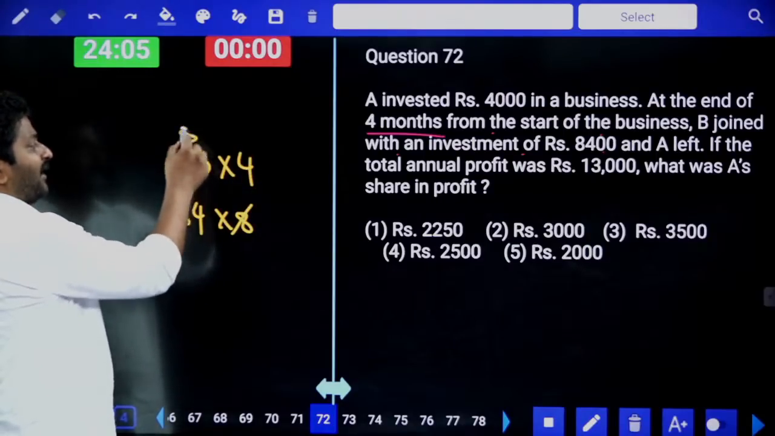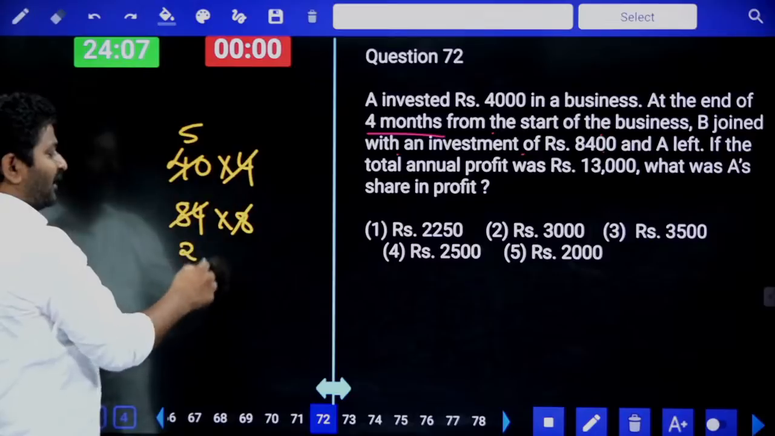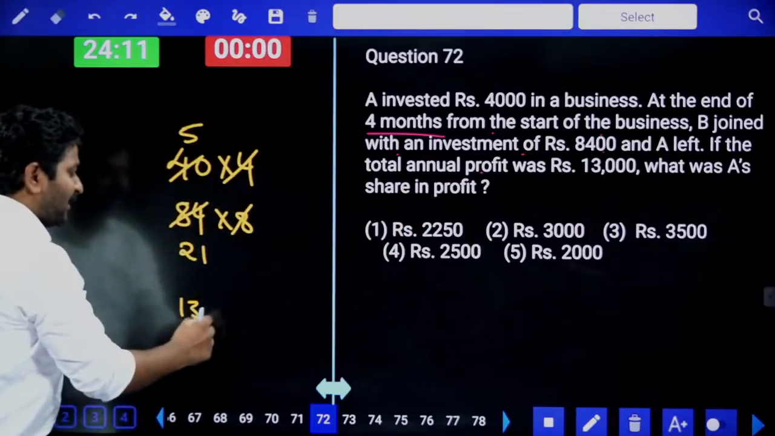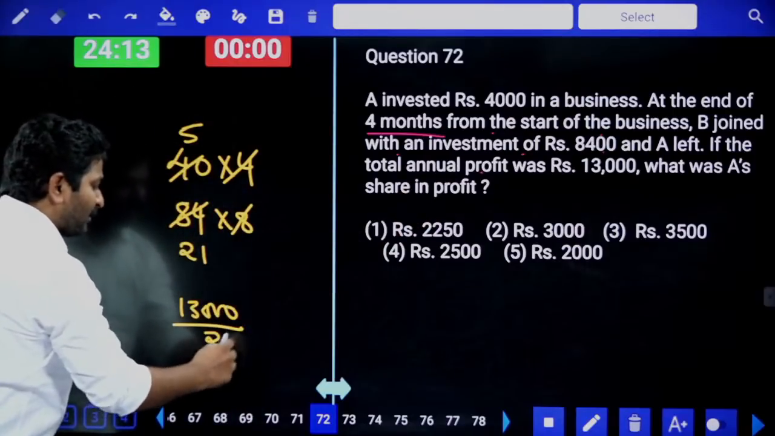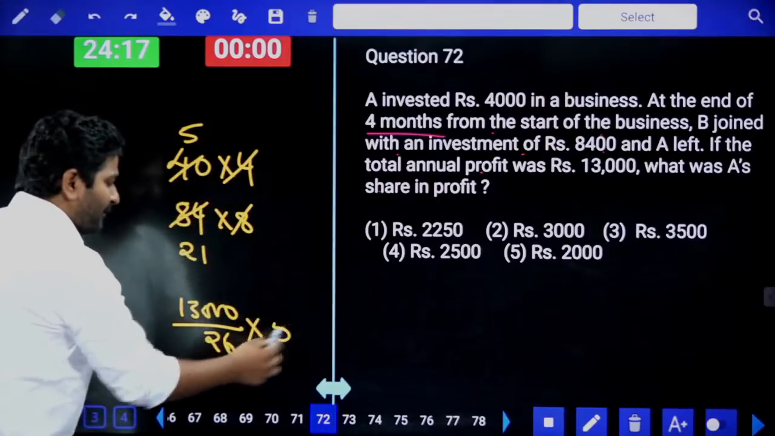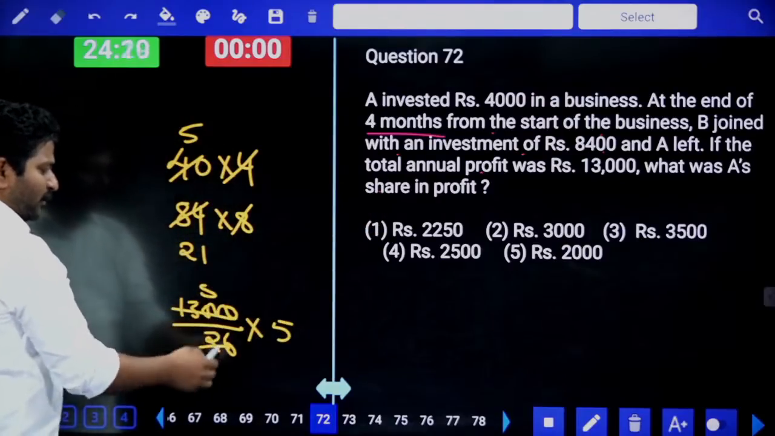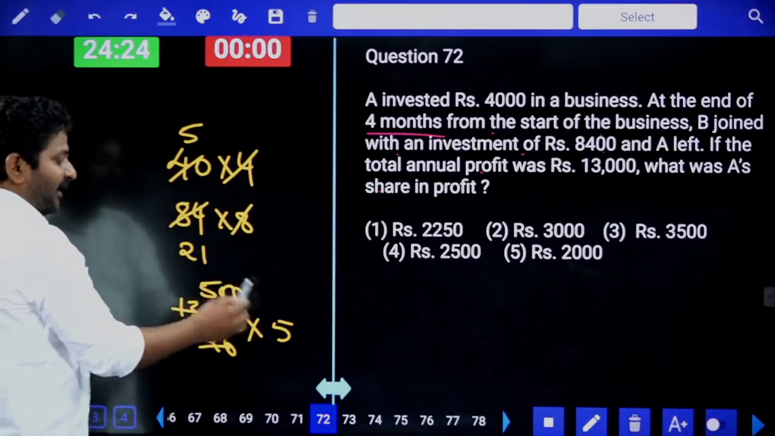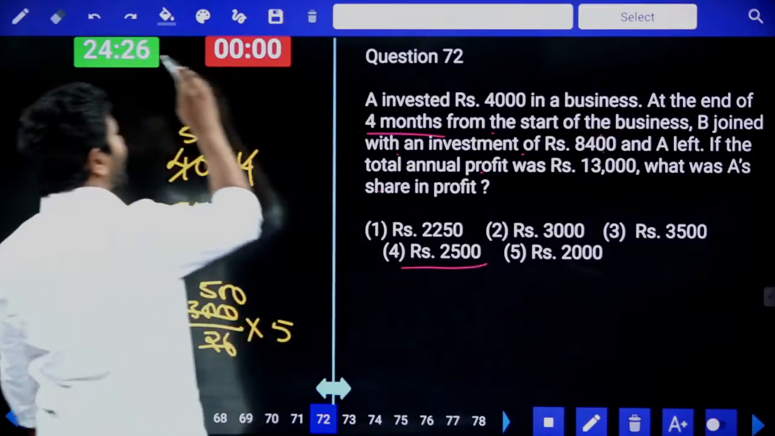So 80 times 4 is 5 parts here, and 84 times 8 is 21 parts. Total 26 parts we have. 13,000 is equal to 26 parts, then 1 part value is 13,000 by 26, which is 500. We were asked to calculate A's share. A is getting 5 parts. This is equal to 500 into 5, that is 2,500.